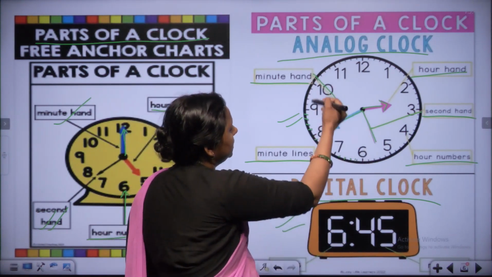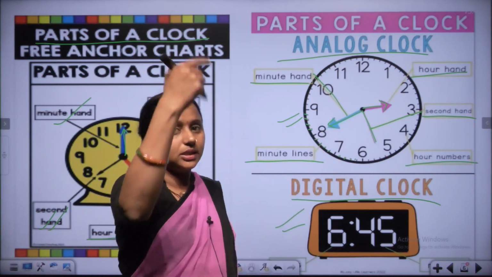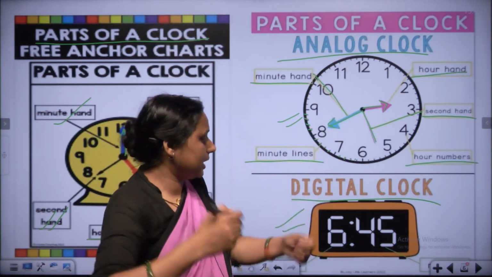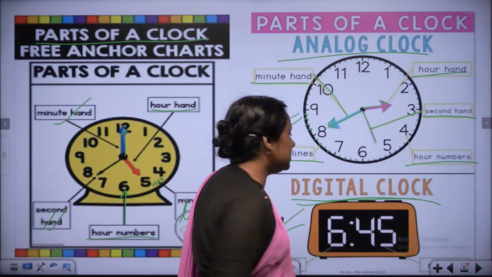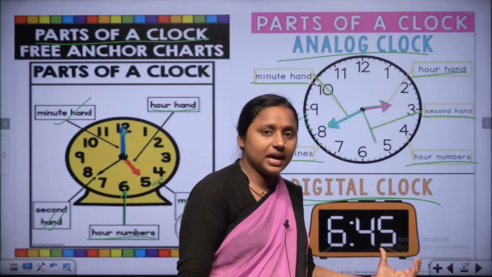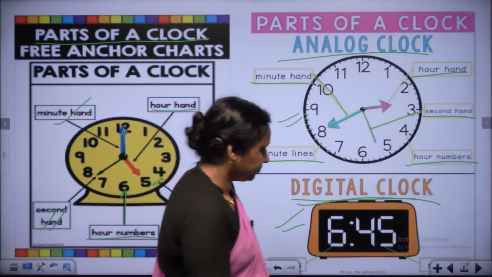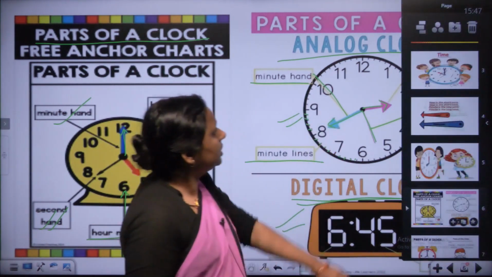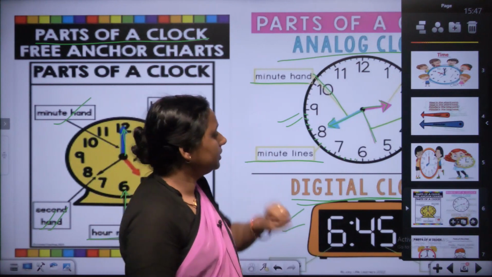मिनट हैंड जब रन करके एक एक में जाएगी तो 1 मिनट करके बढ़ता है. ओके. This is minute line. And this one is digital clock. Okay. Digital clock shows direct number. Okay. And today we learn about analog clock. Okay.